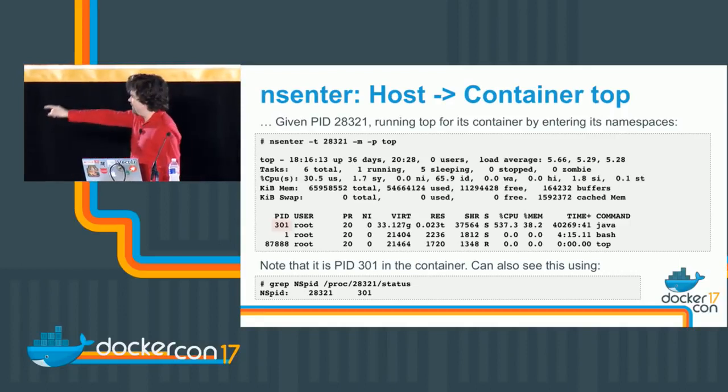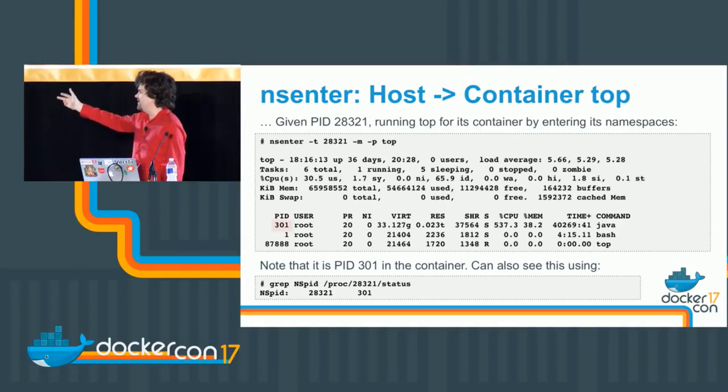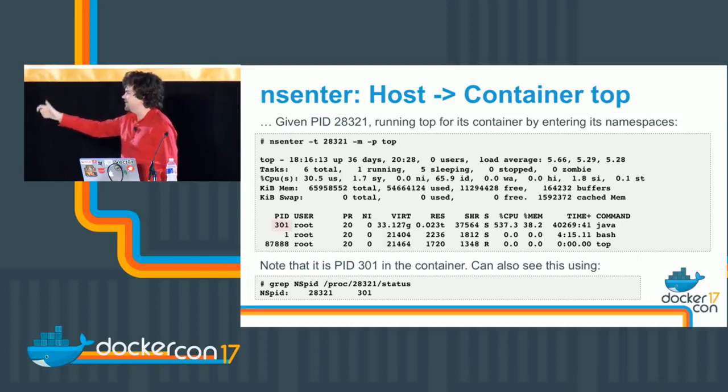And in more recent kernels, the mapping is in proc status. So you can see the namespace process ID.